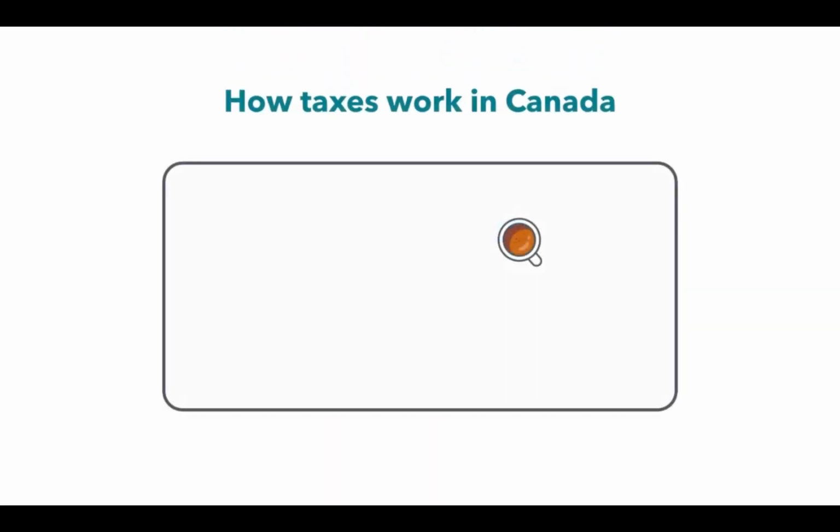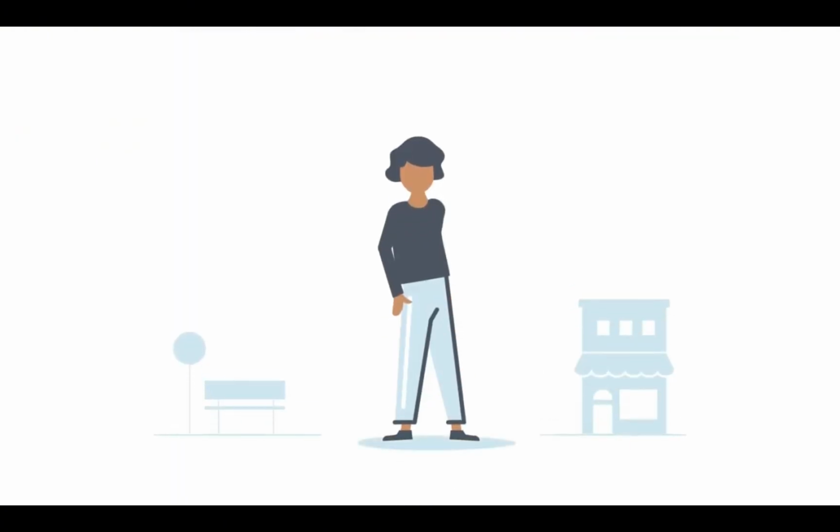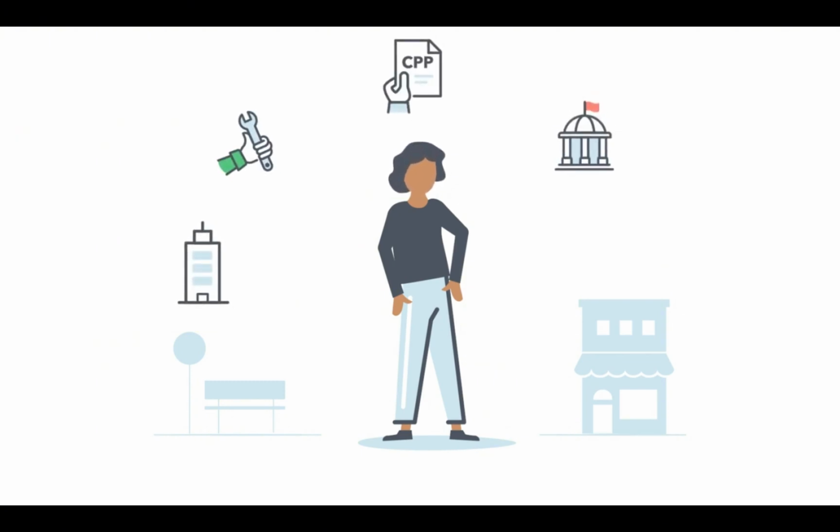How exactly do taxes work in Canada? Let's go over the basics. Whenever you make money, the Canada Revenue Agency, or CRA, charges you taxes on that income. As a taxpayer, your income can come from several different places, like employment, self-employment, pensions, government benefits, or investments.